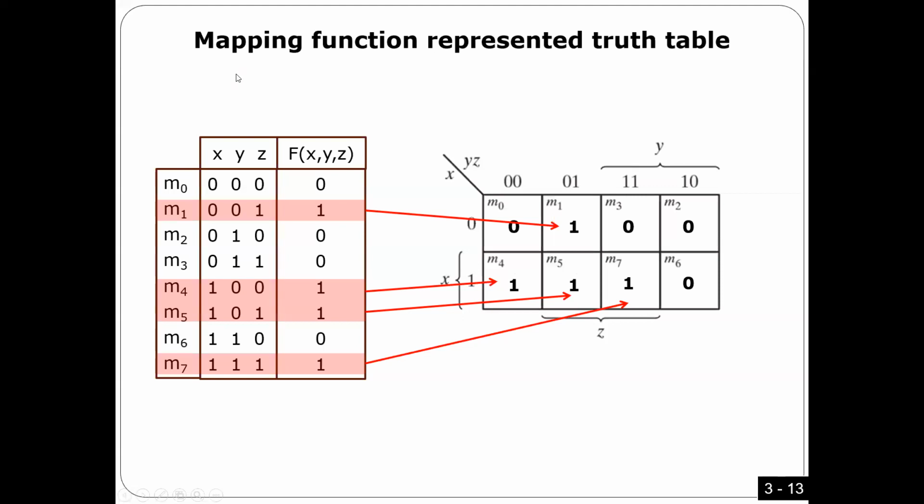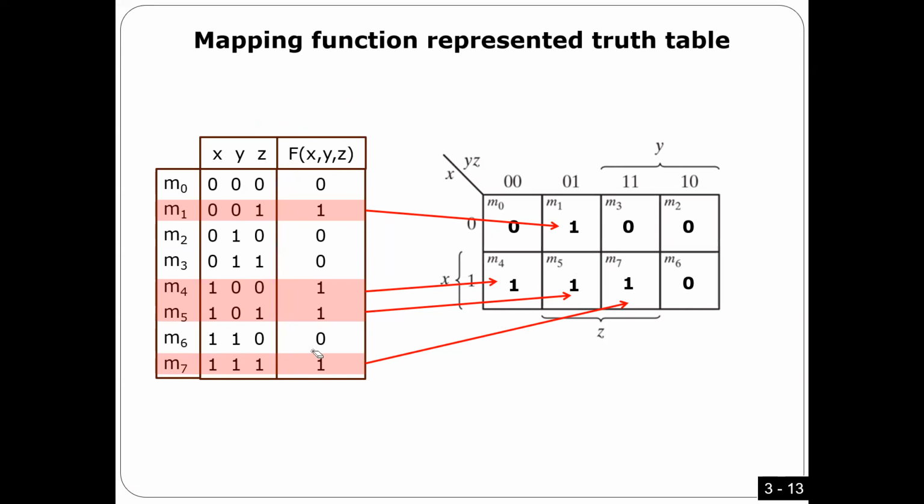Given a truth table like this one, you can write the function in sum of product and product of sum format. And that's what I'm going to test you on today in the quiz.